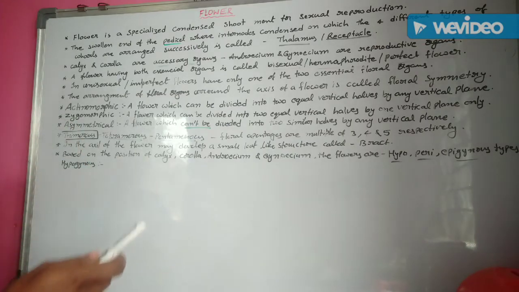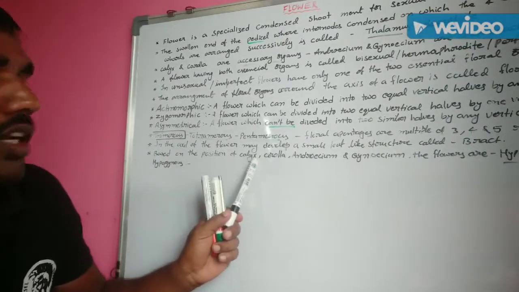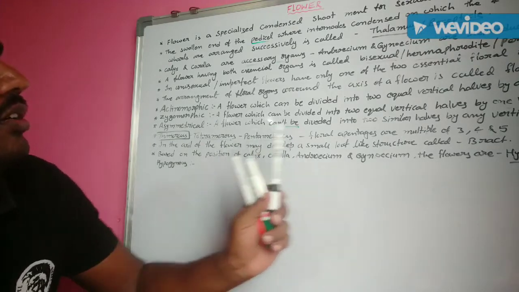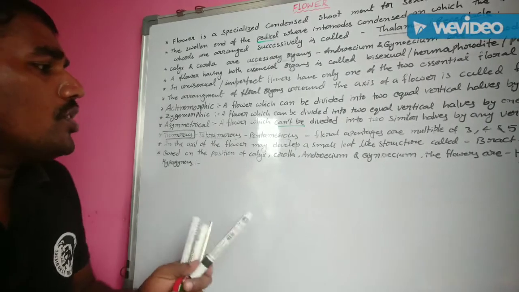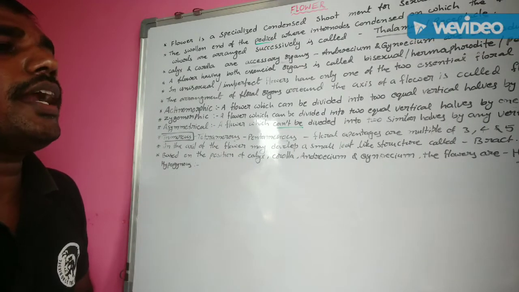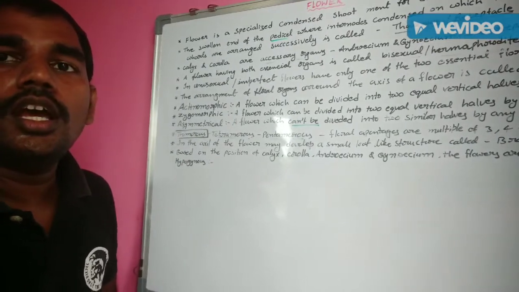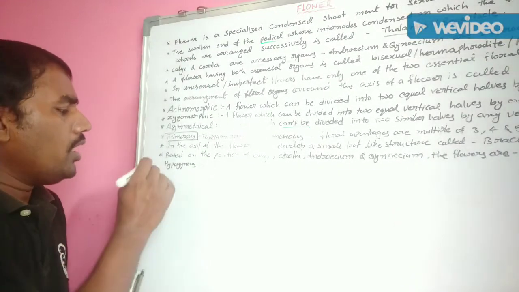These types of flowers are mainly based on the position of calyx, corolla, androecium, and gynoecium. On the basis of the position of calyx, corolla, androecium, and gynoecium, the flowers are mainly categorized into 3 types. What are they? Hypogynous, perigynous, and epigynous. The first one is hypogynous flower.